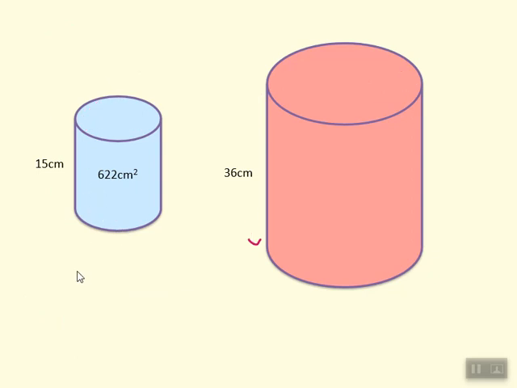Okay, so first of all, I'm going to work out the scale factor for lengths. Now, the two lengths are 36 divided by 15. So 36 divided by 15 is 2.4. So that means all the lengths were multiplied by 2.4. And when I say length, I literally mean any length measurement. So it could be the radius or the circumference or the diameter. Any kind of measurement in terms of length was multiplied by 2.4.